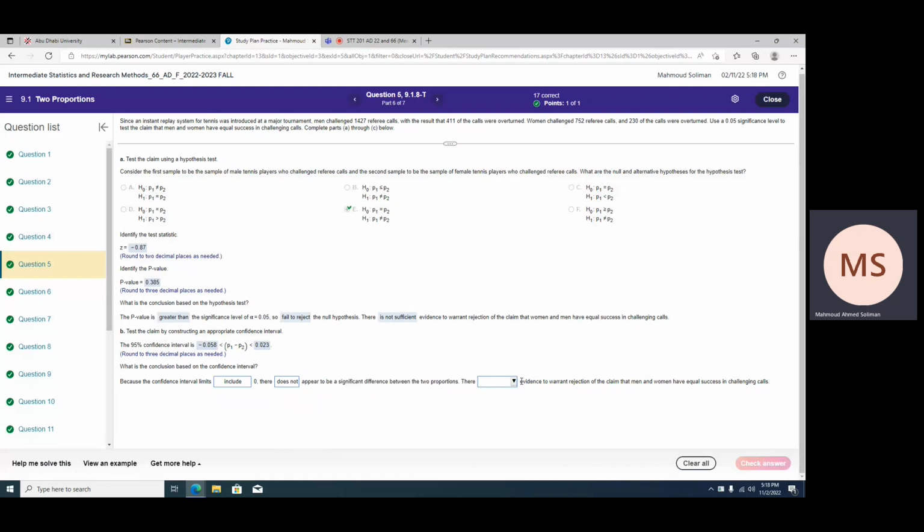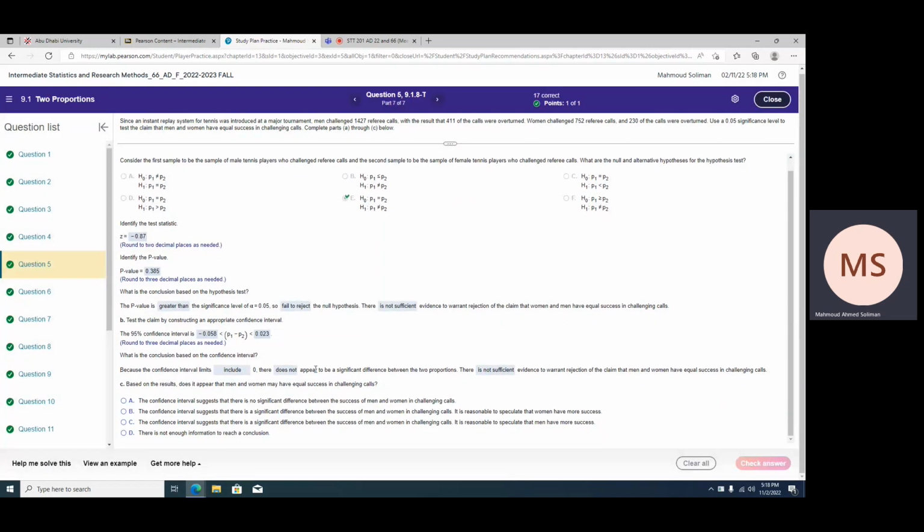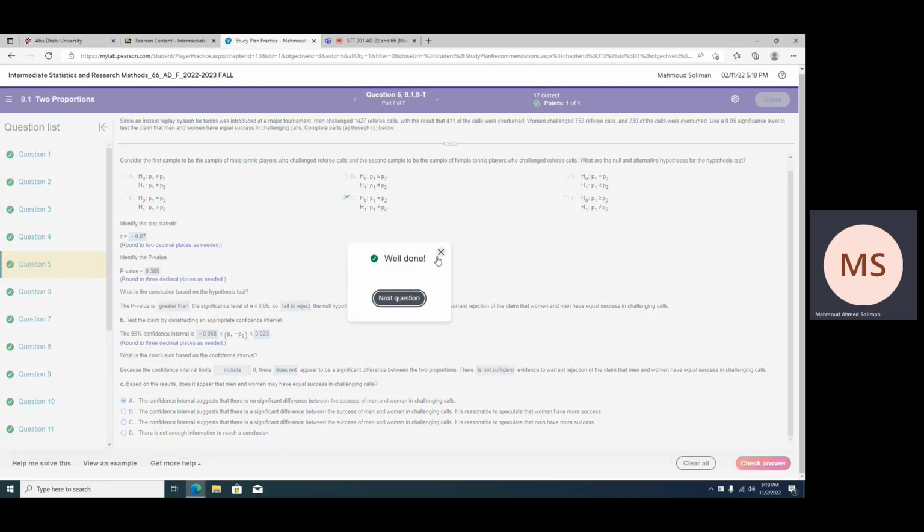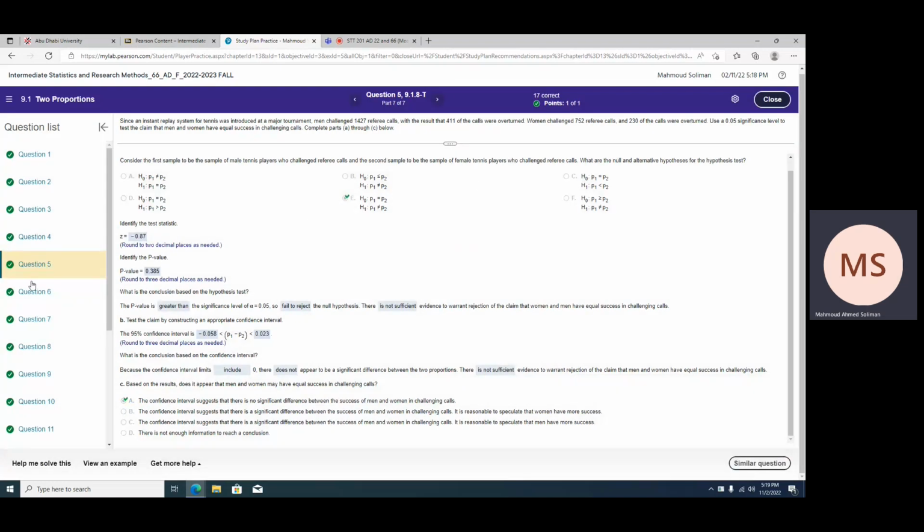So there is not sufficient evidence to reject that they are equal because 0 is there. Okay, check. So based on the results, do women and men have equal chances? Yes, there is no difference between them. Okay. Question 1 finished. Next.